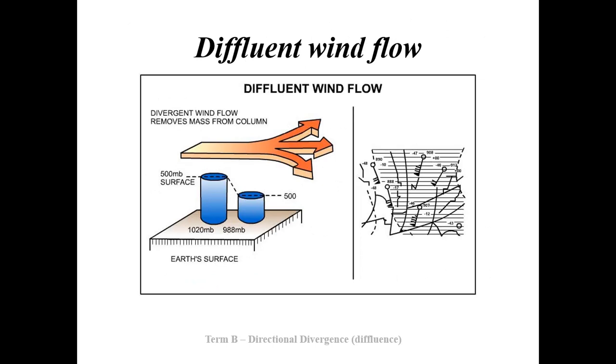Divergent wind flow removes mass from the column, because the spreading apart of the air currents is removal of mass. You can see that these blue little columns, slices in the atmosphere, the 500 millibar surface, which is about 18,000 feet above the ground, will lower with any kind of diffluent flow. Diffluence is just a form of divergence due to wind direction, spreading apart of the winds. And diffluent wind flow is generally associated with removal of mass aloft, and generally a lowering of your constant pressure surfaces, lowering the upper level heights.